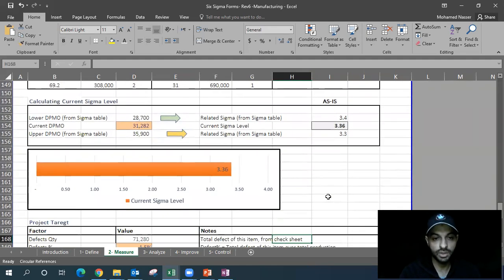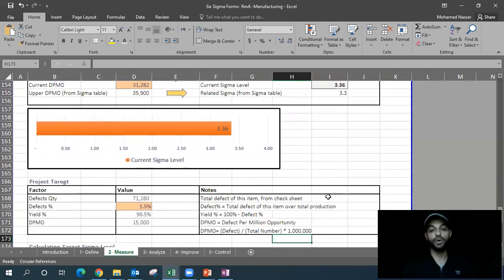Then, your current Sigma level is 3.36. Fine, so what is our target? Here's the point. You will have a meeting with the management, a meeting with the customer, a brainstorming session, and interviews with the customer to explain and understand the target from them.